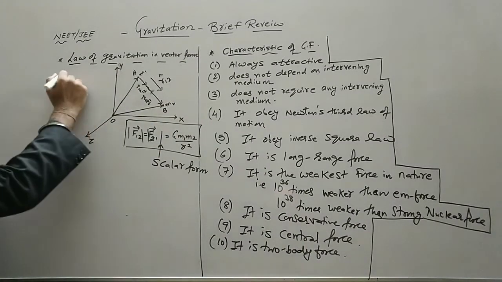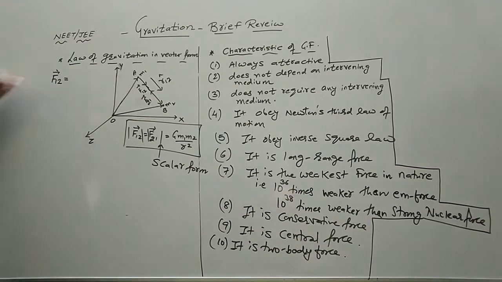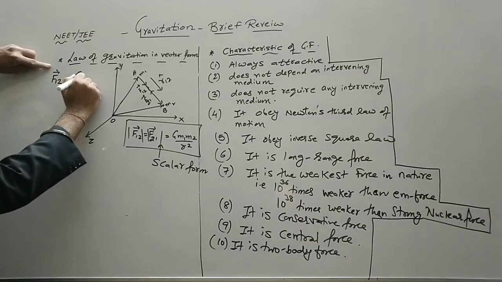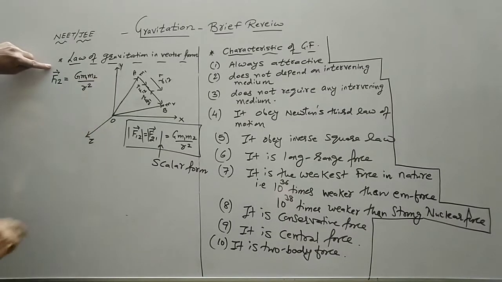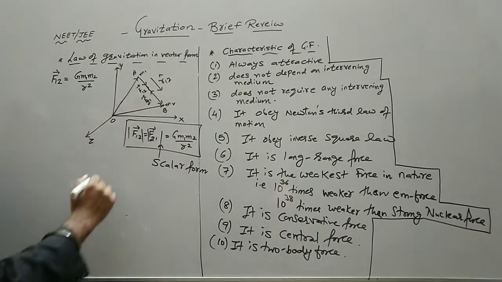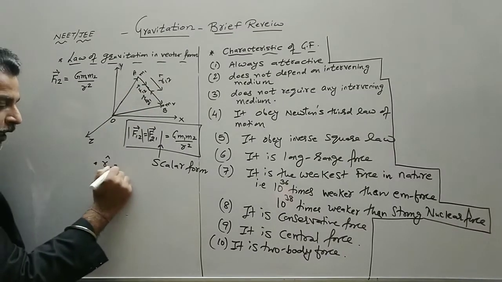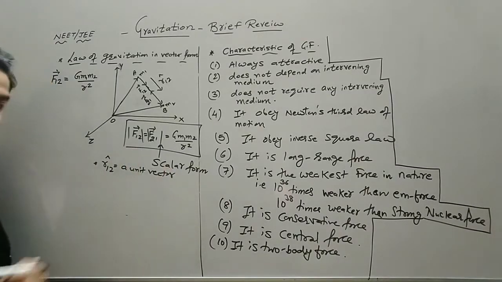So force acting on 1 due to 2 is equal to, now we have kept a vector sign here, so direction is involved, G m1 m2 upon r square. So this gives the magnitude. Now a unit vector r12 vector, that is r cap, is a unit vector. We know the unit vector has magnitude 1.